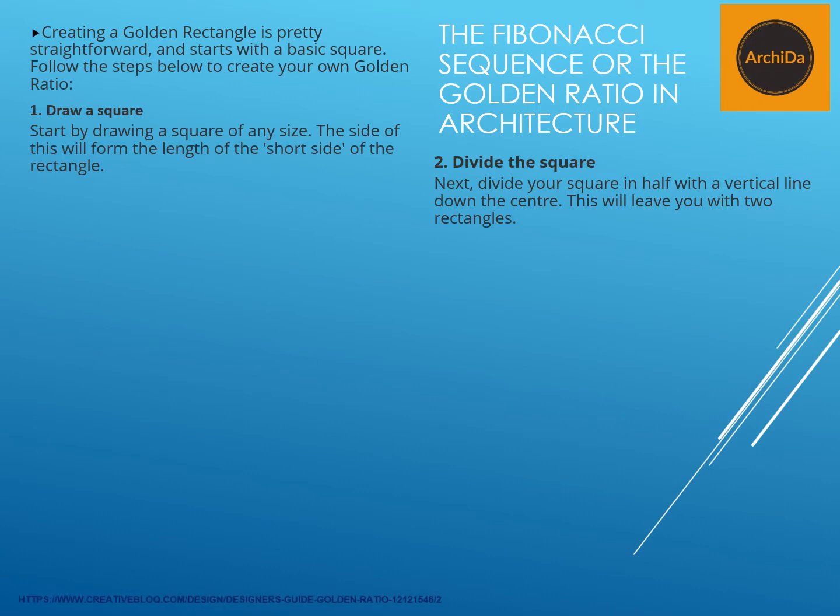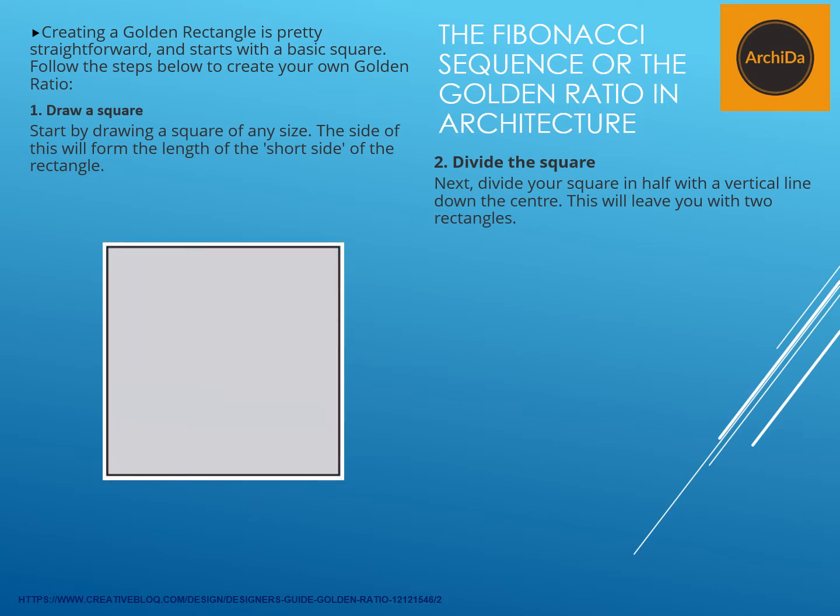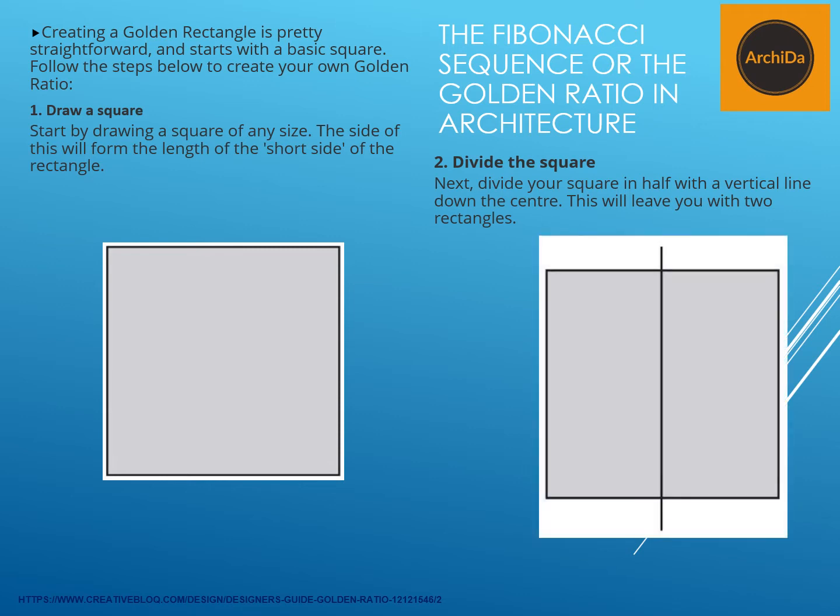Creating a golden rectangle is pretty straightforward and starts with a basic square. Follow the steps below to create your own golden ratio. First, you draw a square. You start by drawing a square of any size. The side of this will form the length of the short side of the rectangle. Next, you divide the square. You divide your square in half with a vertical line down the center. This will leave you with two rectangles.